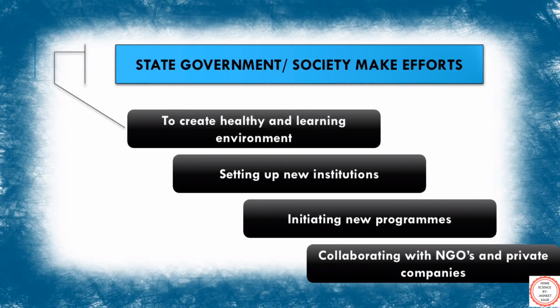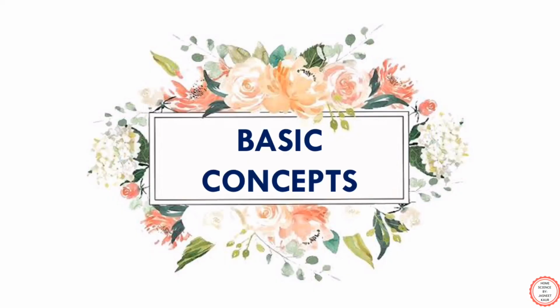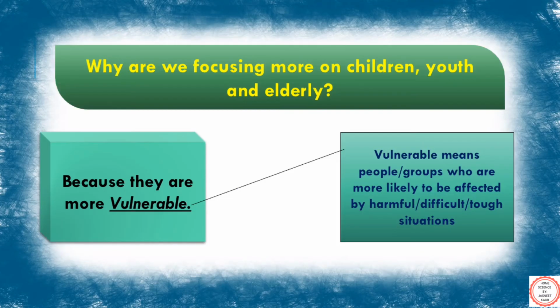Moving ahead with the next topic, that is basic concepts. While understanding this chapter, it is necessary to understand why specifically we are talking about children, youth and elderly. We are simply focusing on these different age groups, the reason being they are more vulnerable. Vulnerable means they have high chances or they are more likely to be affected by harmful, difficult or tough situations.